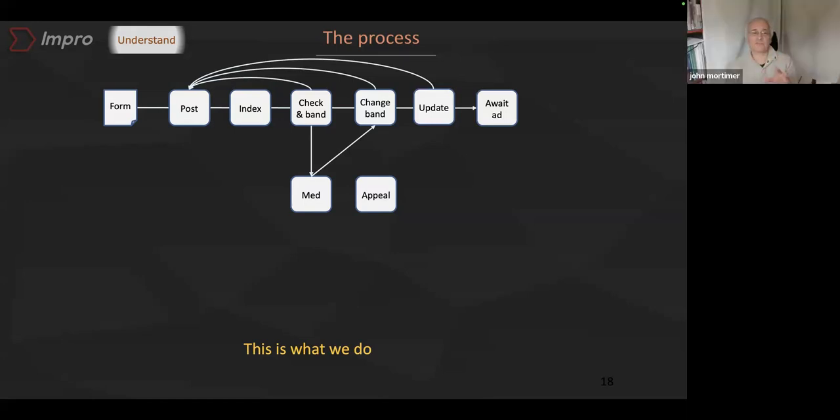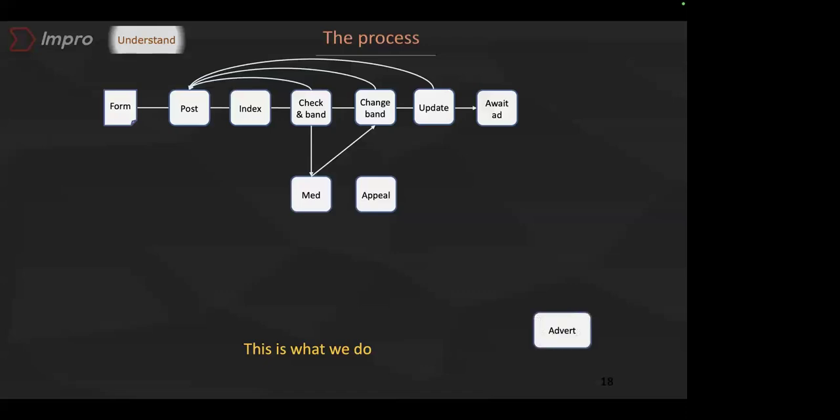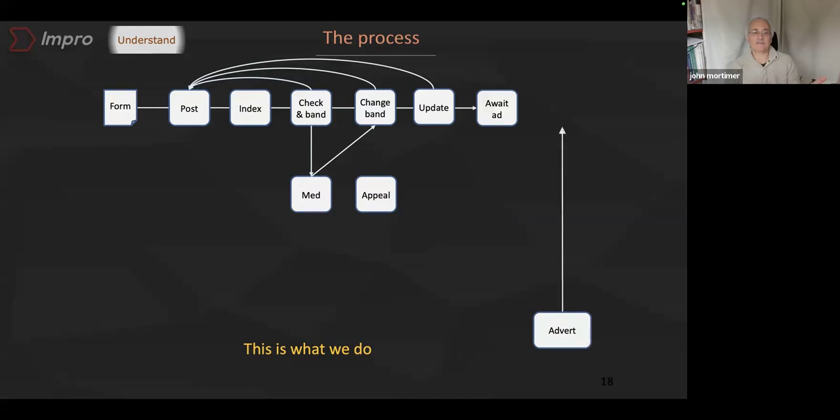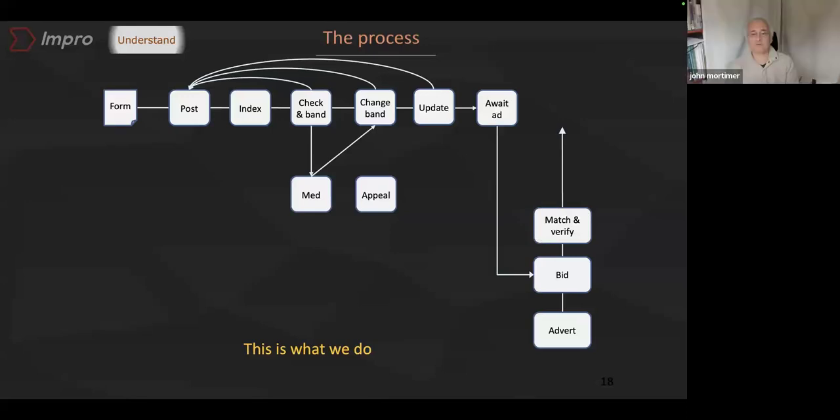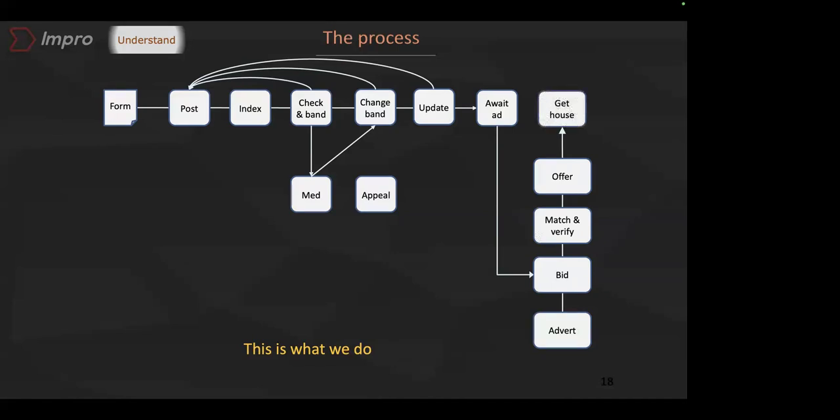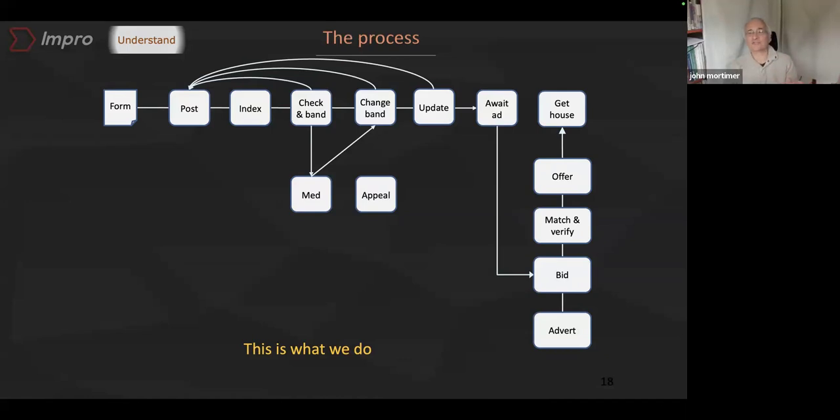And then the person waits for the advertisement to come in. Now that advertisement appears once every 2 weeks online, and they can bid for a property where we have to match and verify those bids, and we come up with a winner, a bit like a lottery, and then that person is offered that property, and they get the property potentially. So that is how the allocation system works in England, and probably 95% of all local government works exactly that way.